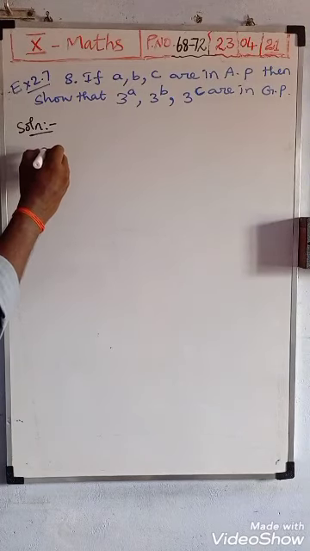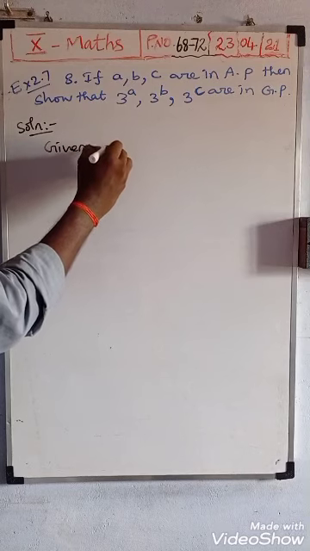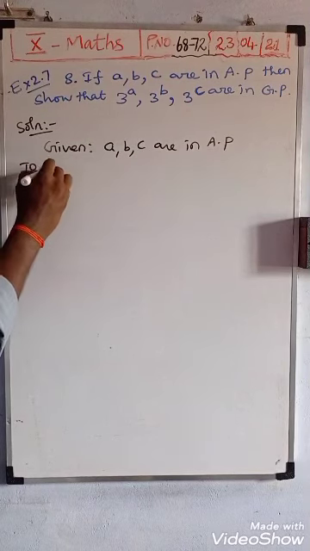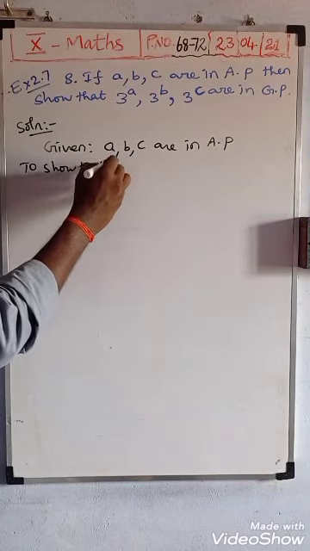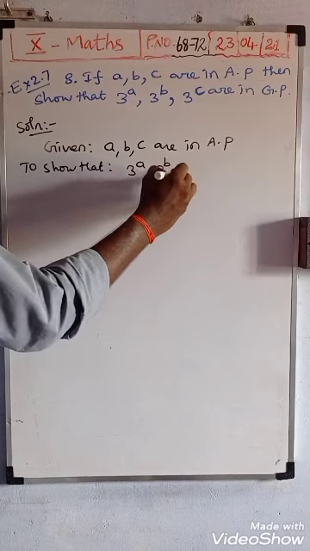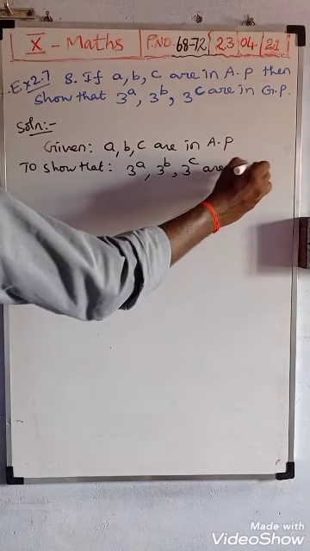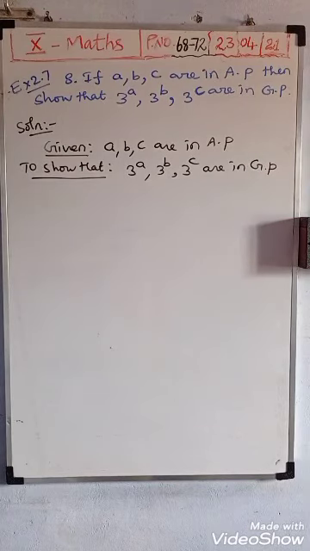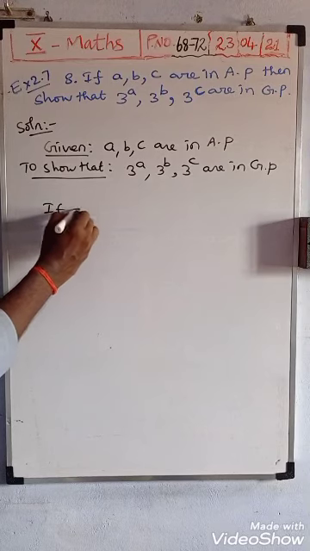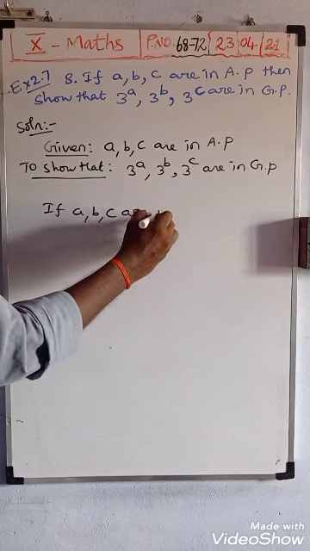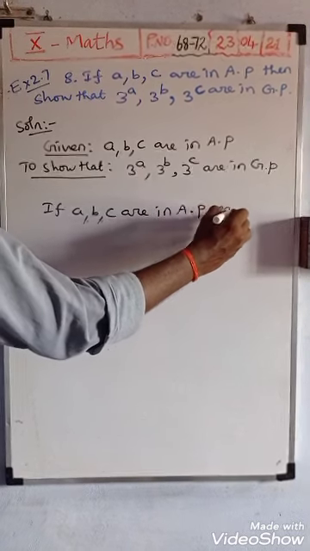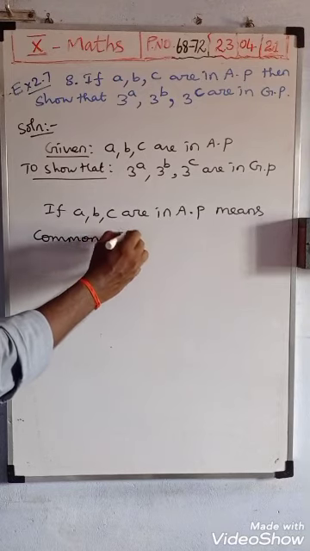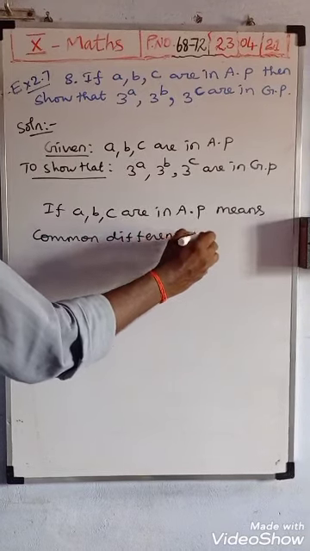First, you should write the given: a, b, c are in AP. Then we want to show that 3 power a, 3 power b, 3 power c are in GP. This we want to show. Okay, so for that use this result first. Given that a, b, c are in AP, it means the common difference will be equal. Common difference is equal.